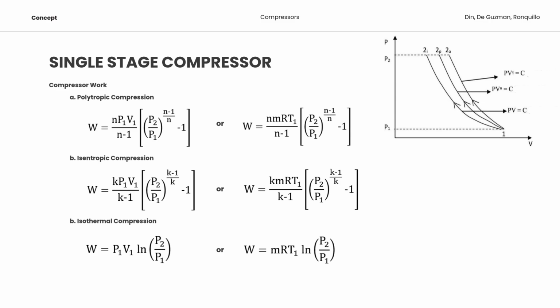Isothermal compression. Isothermal compression takes place at constant temperature. Work done during an isothermal compression is evaluated as work is equal to P1 V1 times the natural logarithm of P2 over P1, or work is equal to m R T1 times the natural logarithm of P2 over P1.